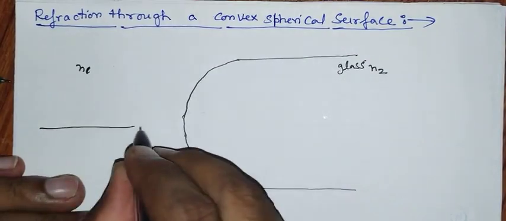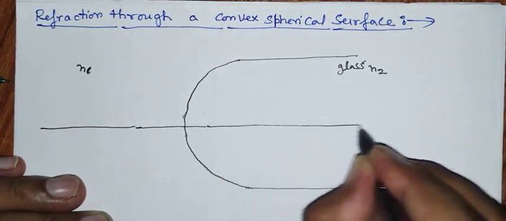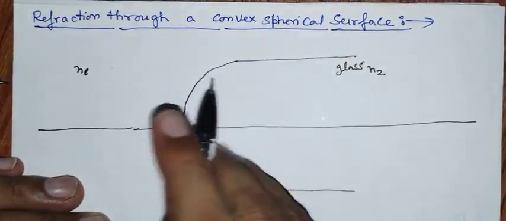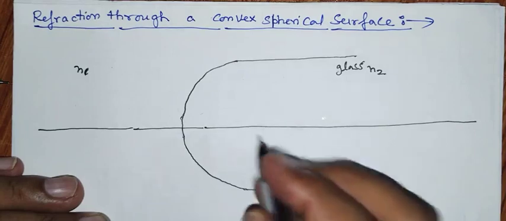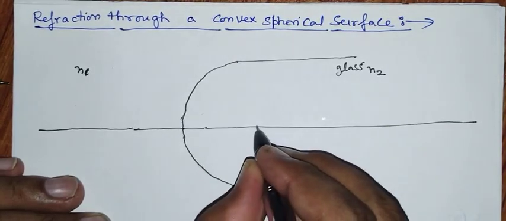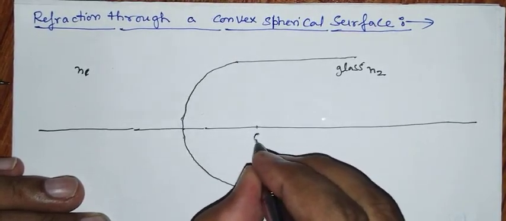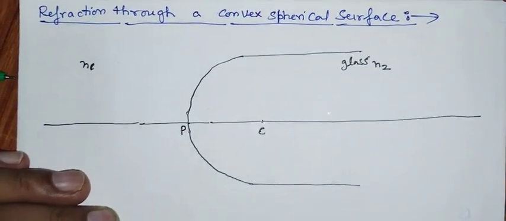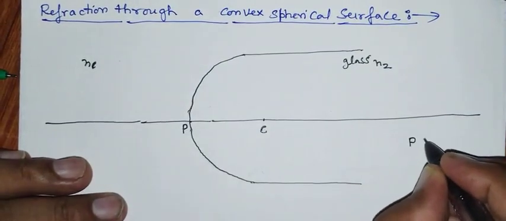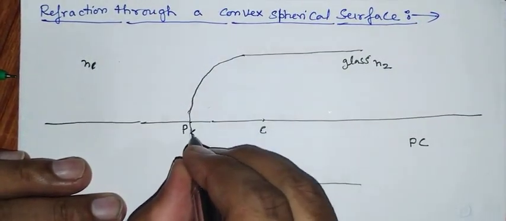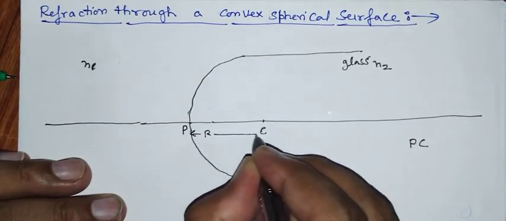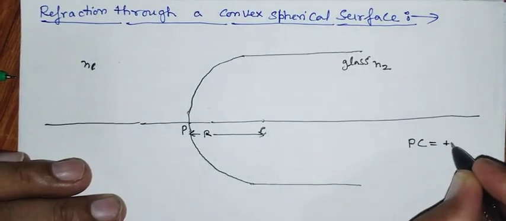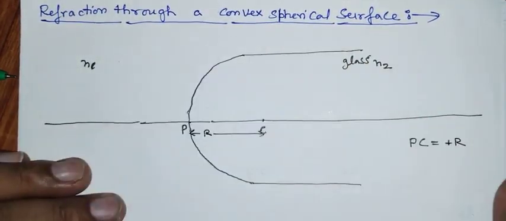Let this be the principal axis. Here on this principal axis, this is the convex spherical surface. Its center of curvature C is here. This is the pole P. PC is called the radius of curvature in this diagram, R. PC is equal to R, and this side, according to the sign convention, is plus.